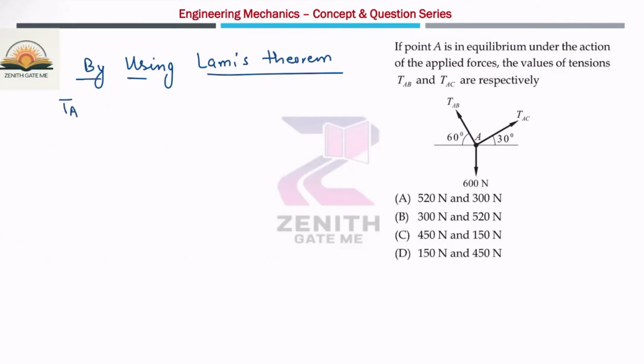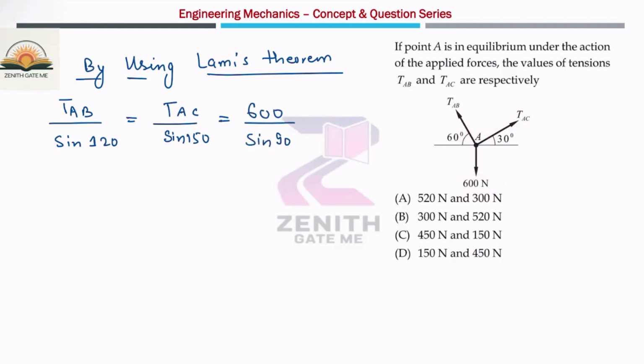So the tension TAB, I can write, divided by sine of, this is 90 plus 30, so sine 120. TAC, I am considering this force, so this is the angle between the other two forces, 90 plus 60, which is nothing but sine of 150. Okay, so the third force is nothing but the 600 Newton. The angle between the other two forces is 90 degrees. So I can write 600 divided by sine 90.